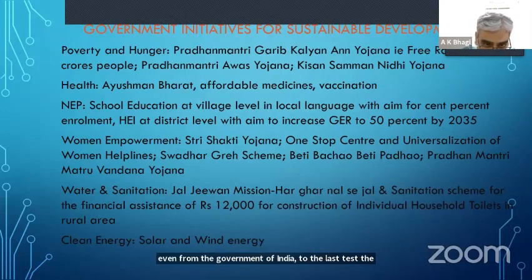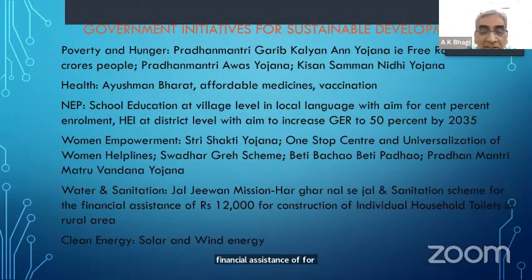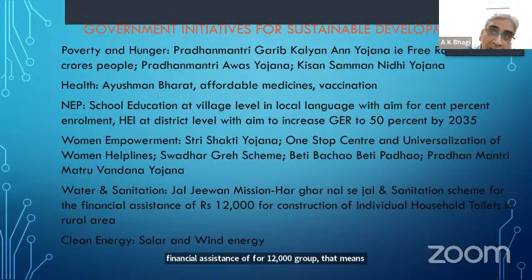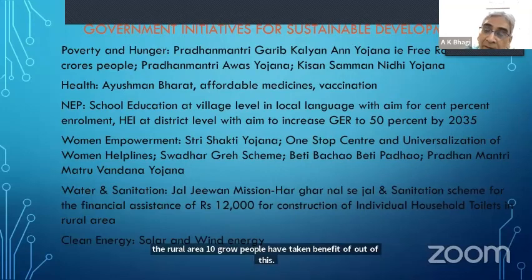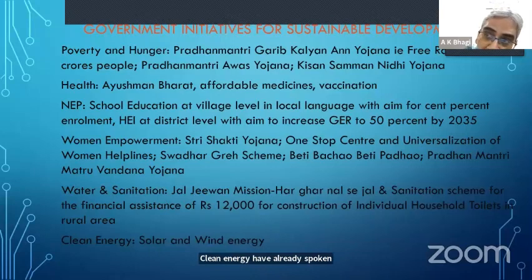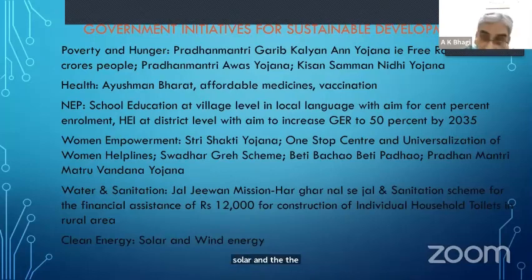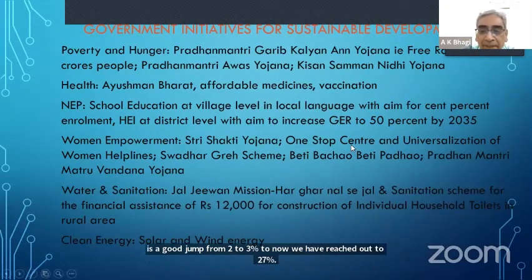The sanitation scheme, that means financial assistance of 12,000 rupees for construction of individual household toilets in rural areas. 10 crore people have taken benefit out of this. Clean energy, I have already spoken. Almost 28% of energy needs are now met through solar and wind sources. That is a good jump from 2 to 3% to now we have reached up to 27%. So all this is happening.